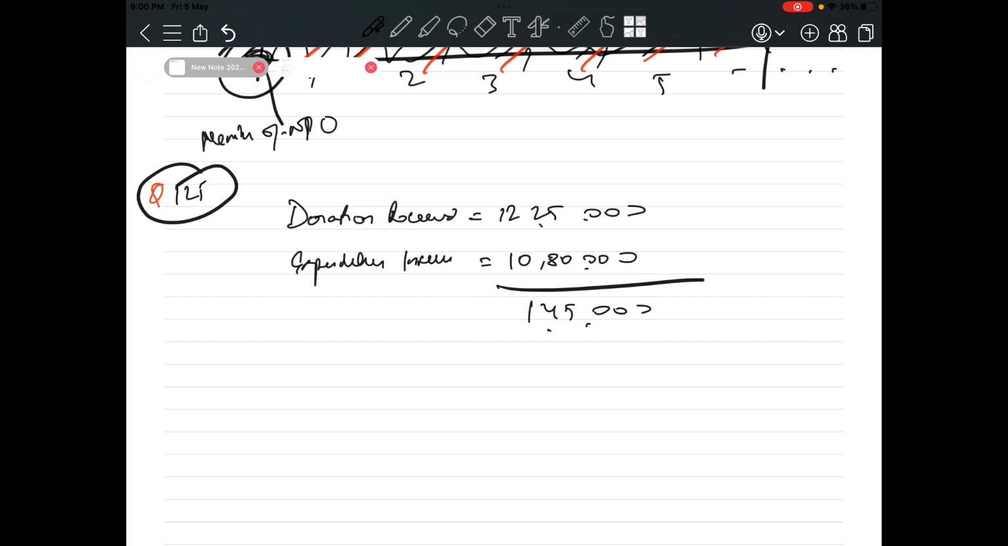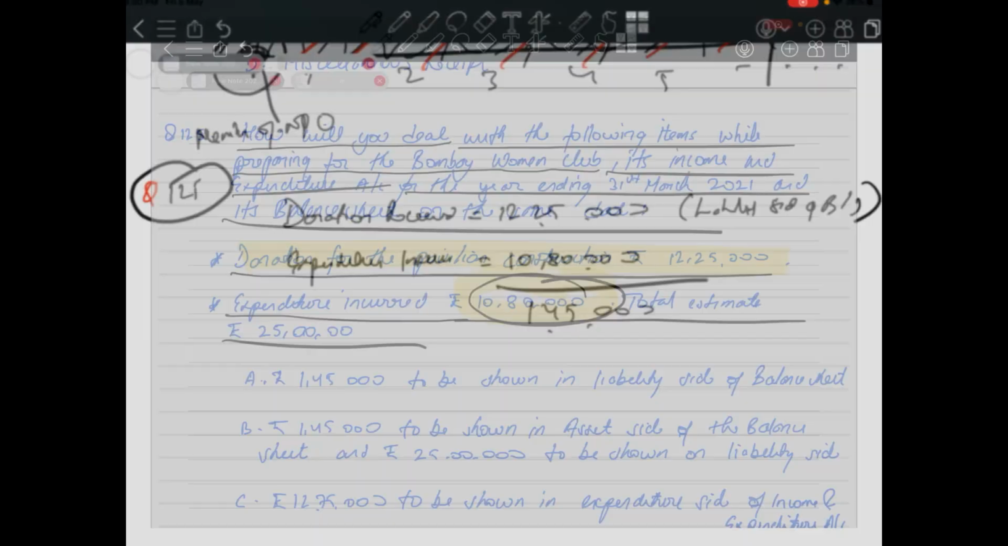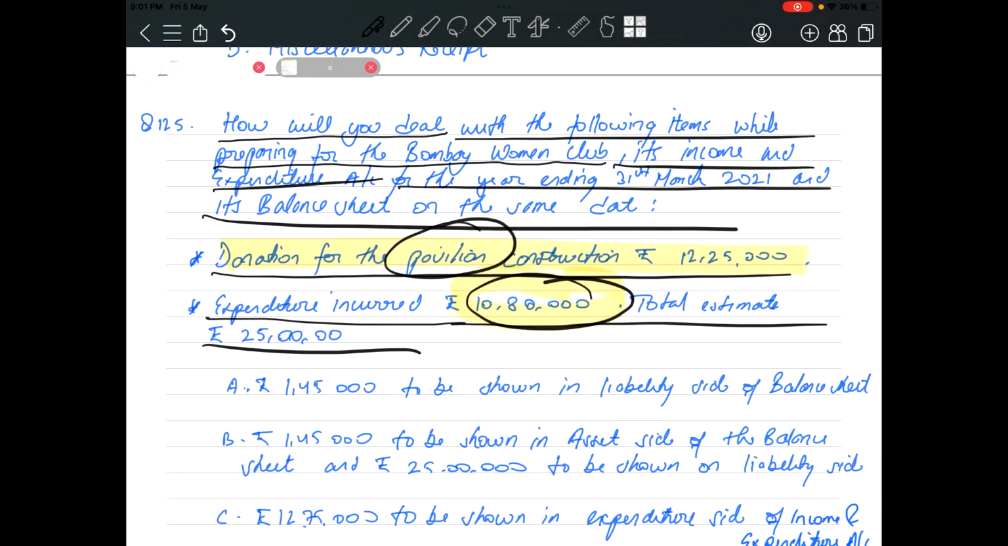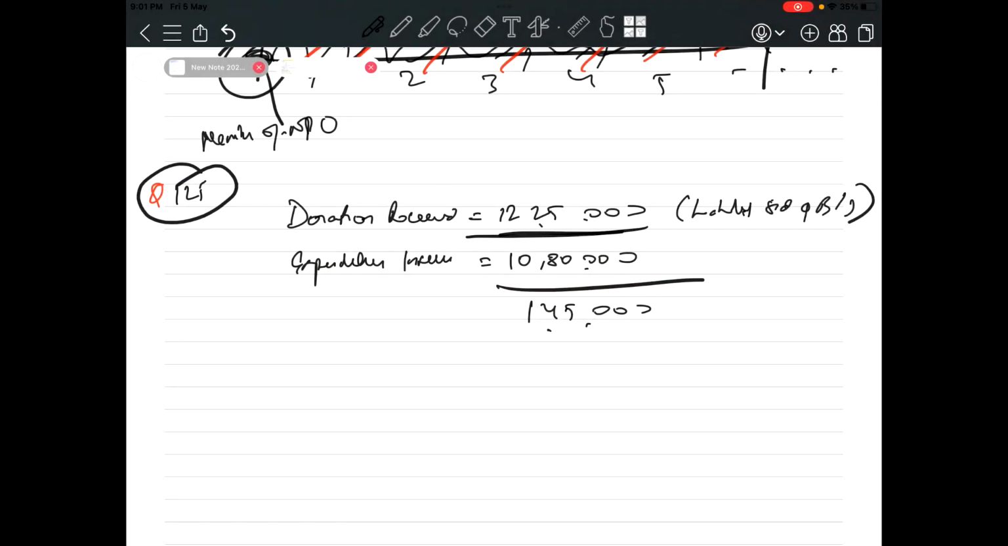Now see, whenever an NPO receives a donation for a specific purpose, it will go to the liability side of the balance sheet. If the organization has spent the money according to the requirement of the person who has given the donation, in this example for construction of pavilion, you will accordingly reduce your liability. Here 10,80,000 has been spent out of 12,25,000 received. So the balance liability left is 1,45,000.